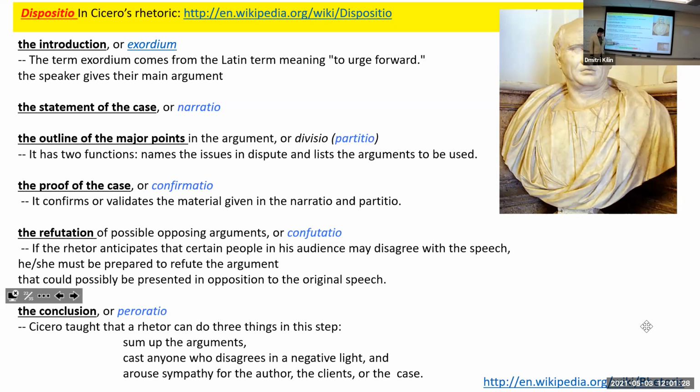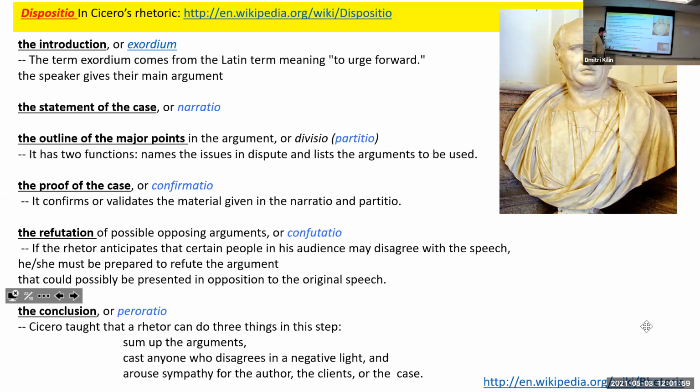John, please help with the last one. Peroratio? Okay, so it looks like a medical prescription. Take a tablet, peroratio, like by the mouth. But here it means conclusions, and I like this. It sounds funny, and I took it just from Wikipedia.